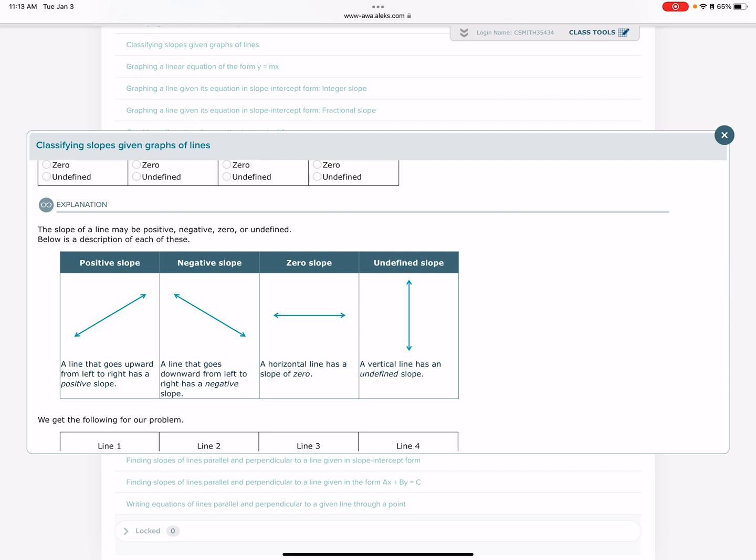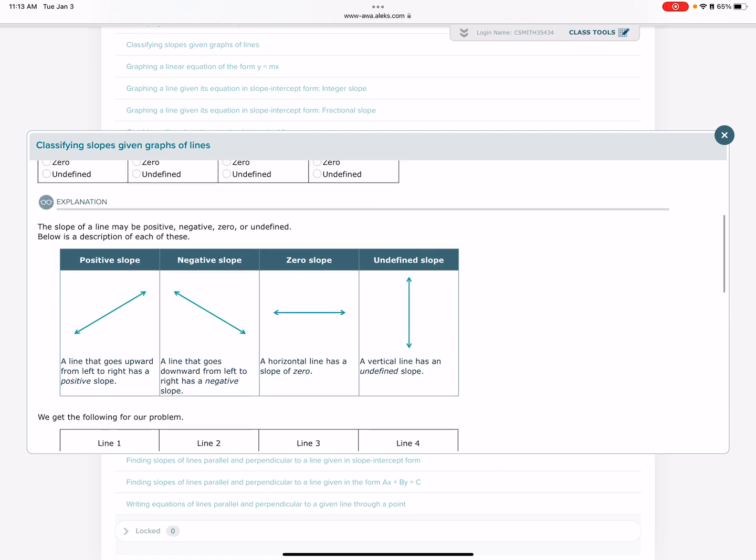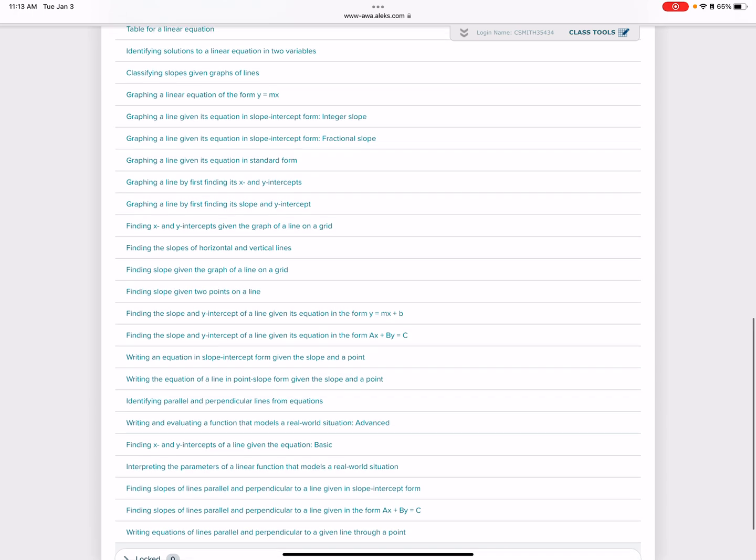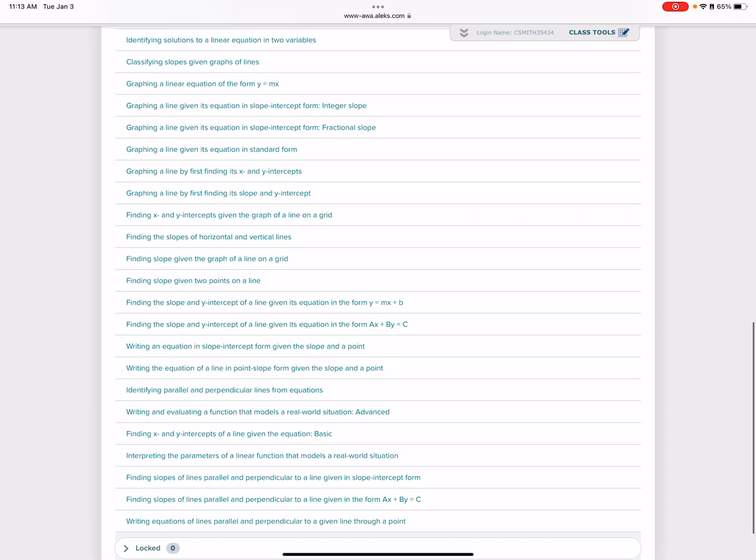Remember, undefined is also something you'll hear people call no slope. So be careful. 0 doesn't mean no slope. 0 slope means 0 slope. No slope means undefined slope in math. It's kind of weird because in the English language it's seen as something different. The words are sometimes interchangeable, but in math they're not.